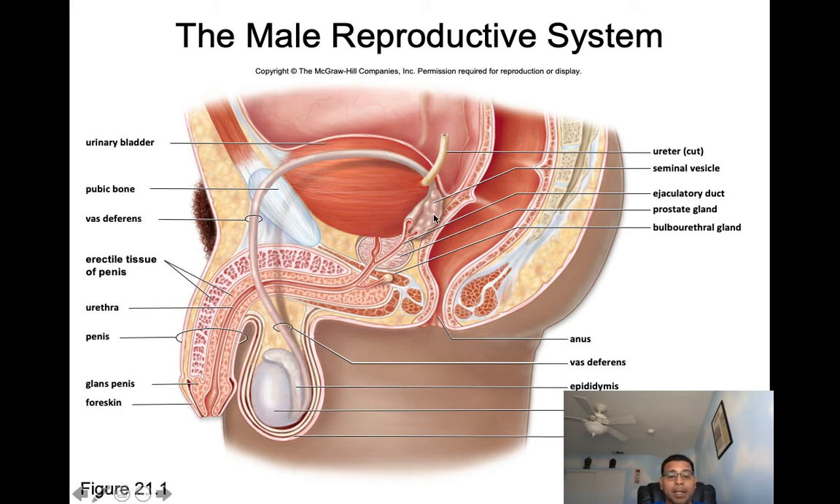The pair of seminal vesicles, which you can see are going to be found lying at the base of the bladder, are going to join the vas deferens. They join the vas deferens, emptying into the ejaculatory duct.